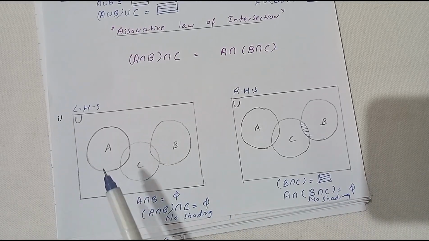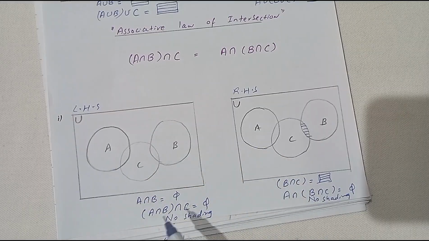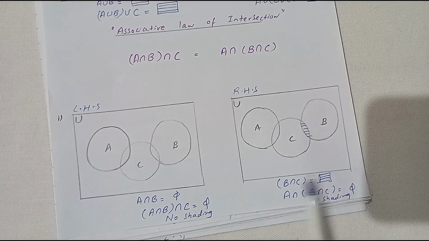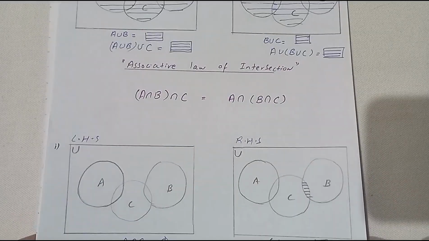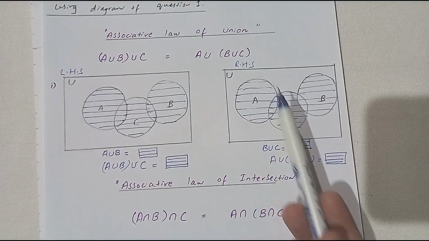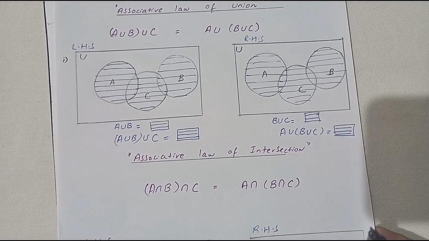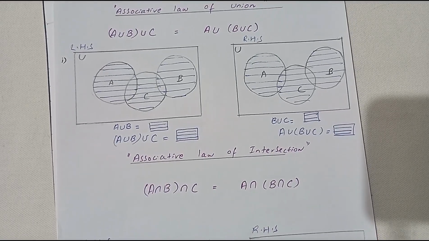As you can see, on the left hand side there is no shading, and on the right hand side also there is no shading because there is no common part. So the left hand side and right hand side are equal to each other using Venn diagram shading. So I proved the associative law of union and intersection on the first diagram of question number 1. I hope you understand. The remaining part you have to do by yourself.